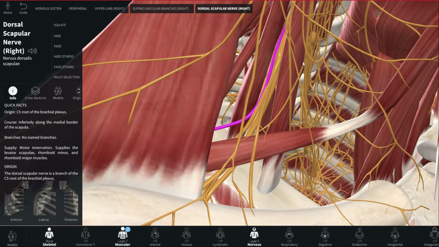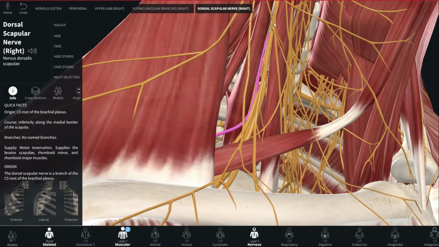So anyways, the dorsal scapular nerve, on the other hand, remains in this region and moves on through the occipital triangle like this, and it will go down to the scapular region. Okay, so that's the dorsal scapular nerve, and it is one of the constituents of the occipital triangle, right?